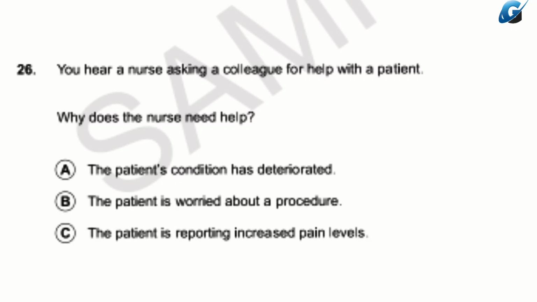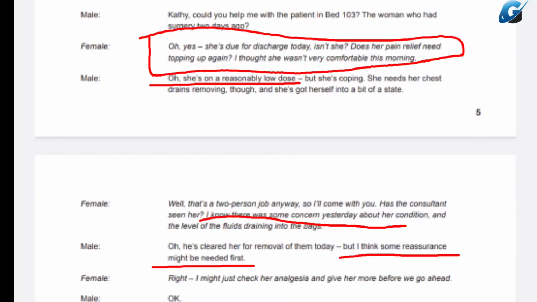So what is the difference between each option? You should understand why the nurse needs help. Option A, the patient's condition, means there is a deterioration. If they are saying deterioration, you have to think of it. Option B, the patient is worried about the procedure, and the other one, the patient is reporting increased levels of pain. All right, let's look into the transcript for the detail.